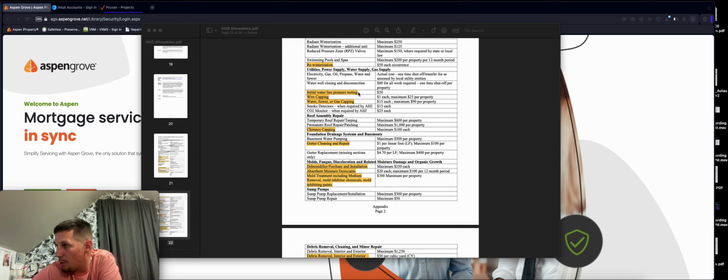Dehumidifier, $250 on here, so whatever that is, 100 and whatever. No, there ain't no way. You can't even buy the dadgum dehumidifier for that price.